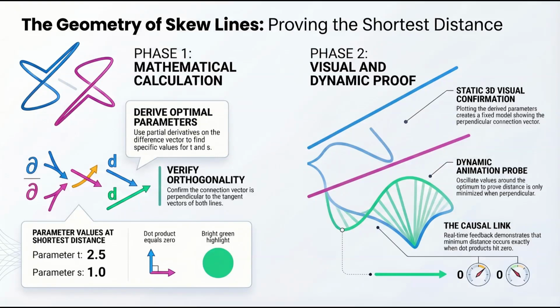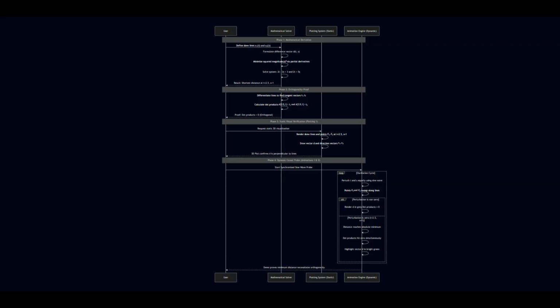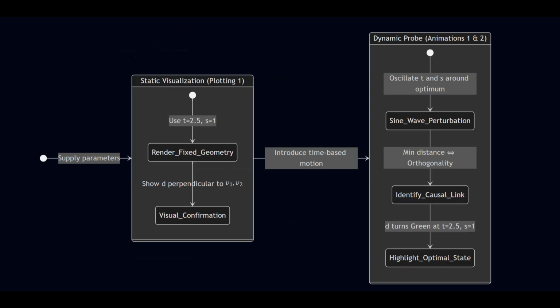The process of finding the shortest distance between two lines that never meet and are not parallel begins with a transition from abstract calculation to visual proof, as detailed in the derivation sheet. This journey is structured around two distinct perspectives: the step-by-step logic of the system's actions and the shifting states of the visual models. The systematic workflow.